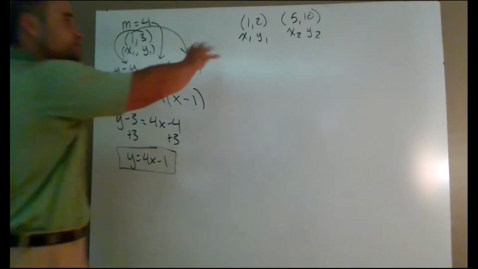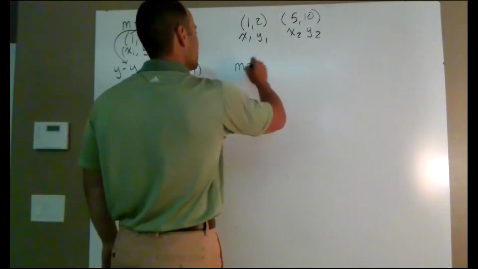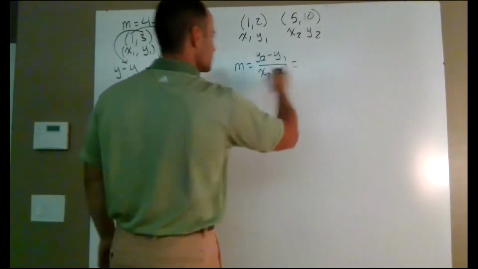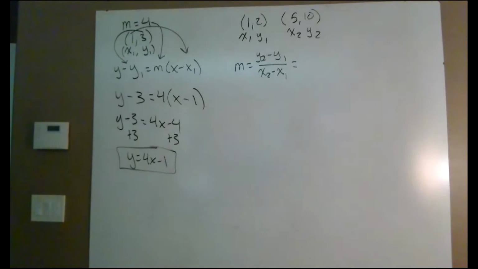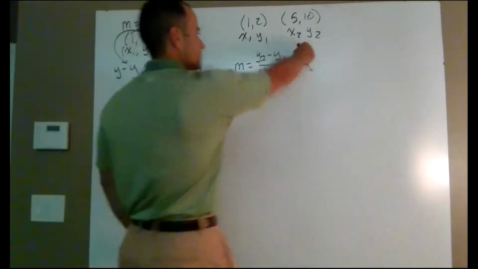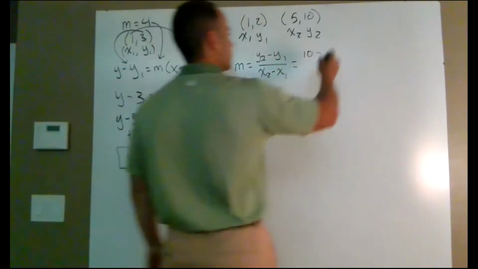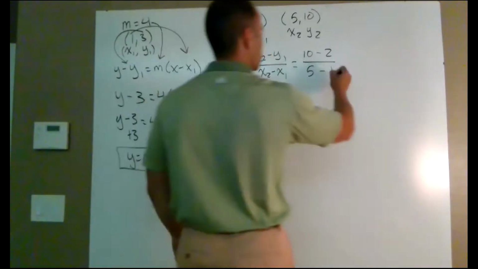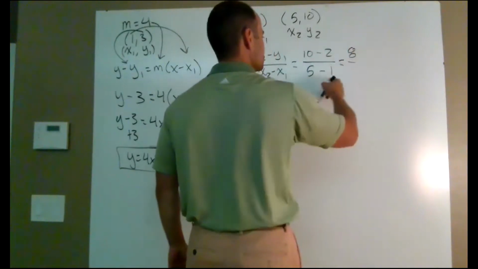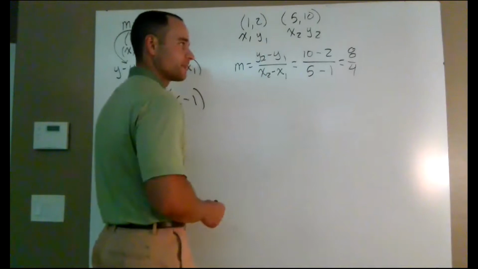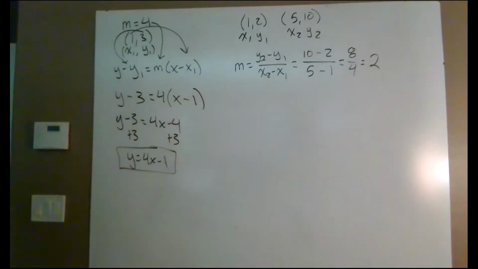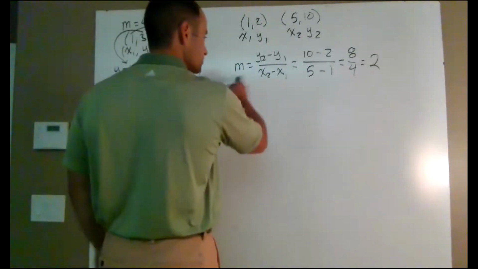Well, if I have 2 points, as we learned earlier, I can find the slope of that line that goes through those 2 points by using y2 minus y1 over x2 minus x1. So I want to find the slope of these 2 points right here. Y2 is equal to 10. Y1 is equal to 2. 10 minus 2. X2 is equal to 5. X1 is equal to 1. 10 minus 2 is 8. 5 minus 1 is 4. 8 divided by 4 is equal to 2. So I know my slope is equal to 2.